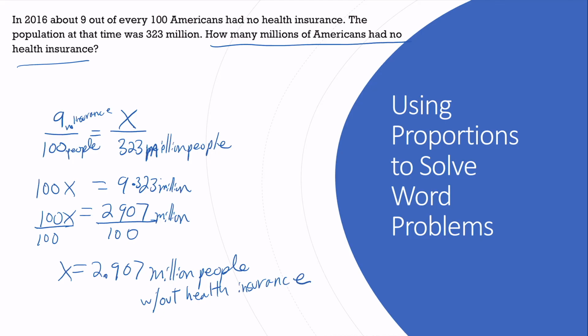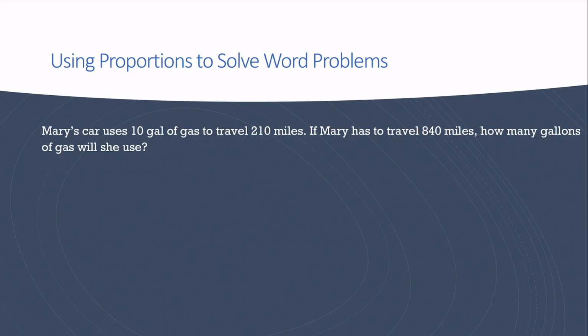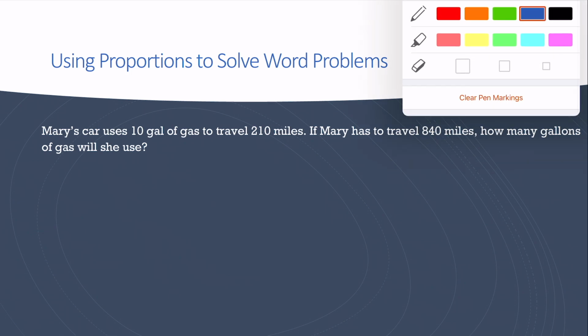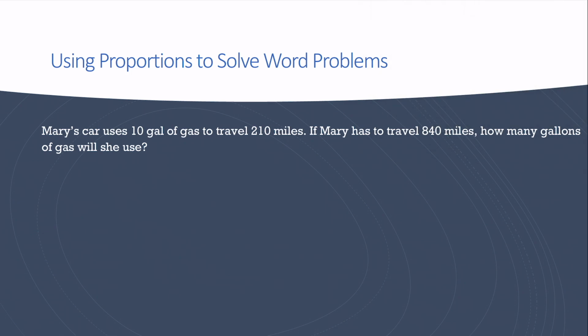Let's take a look at another example. So Mary's car uses 10 gallons of gas to travel 210 miles. If Mary has to travel 840 miles, how many gallons of gas will she use? So I know Mary uses 10 gallons for every 210 miles. I'm trying to figure out how many gallons of gas she will use if she goes 840 miles.